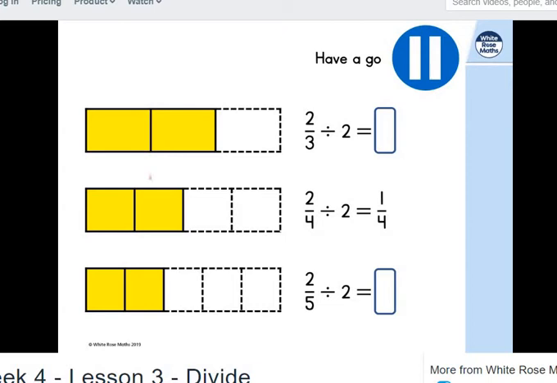Let's have a look. Well, 2 thirds into 2 would be 1/3. I can see how I could split that 2 thirds into 2 parts. What about 2 fifths? Well, 2 fifths divided by 2 would be 1/5.